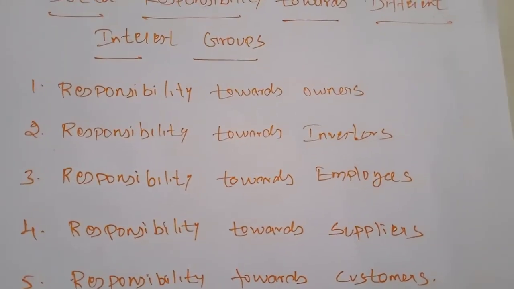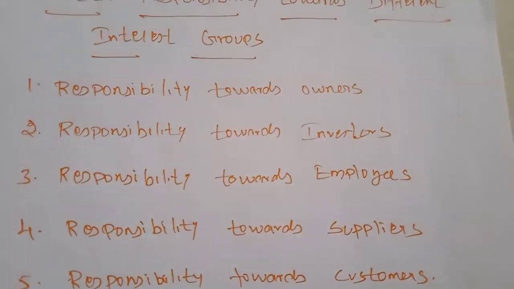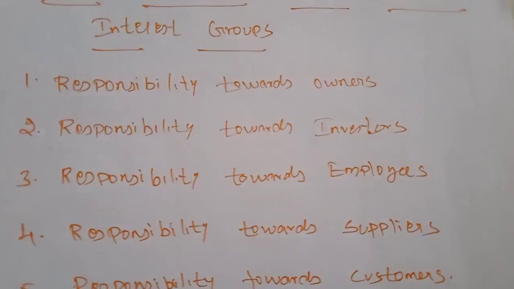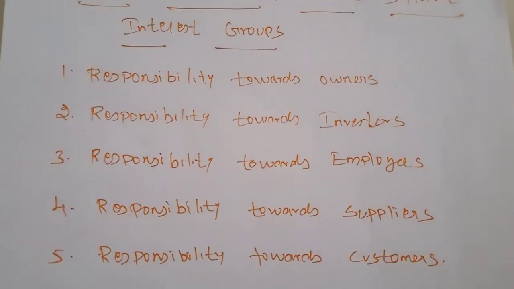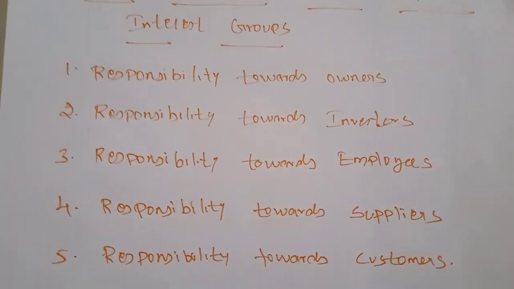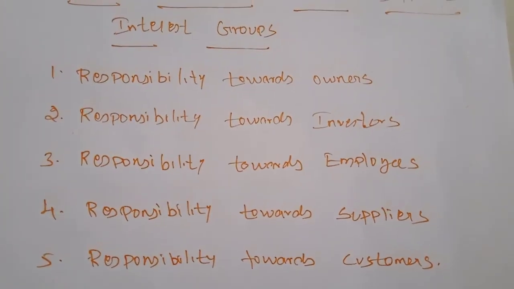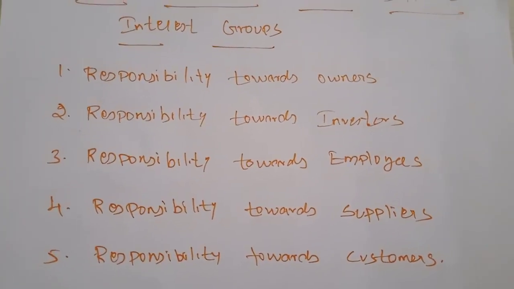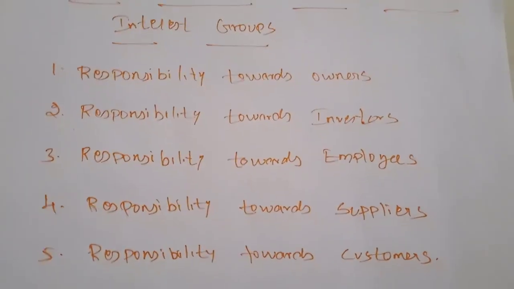First, the responsibility towards the owners. How do business organizations have to take responsibility? The responsibility of business is towards the different groups: the investors, employees, governments, competitors, societies, customers, and suppliers also.